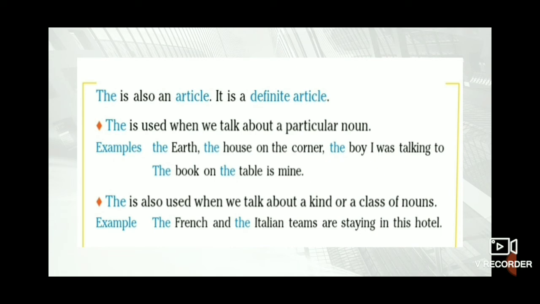Rule number 2. The is also used when we talk about a kind or a class of nouns. Example, the French and the Italian team are staying in the hotel. So we are looking here, French and Italian, these are classes of nouns. So the is also used when we talk about the kinds of a class of nouns.